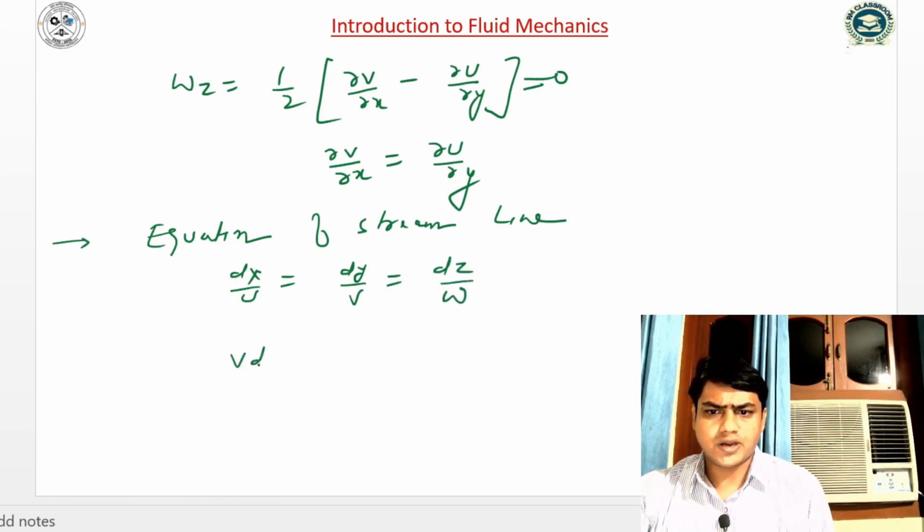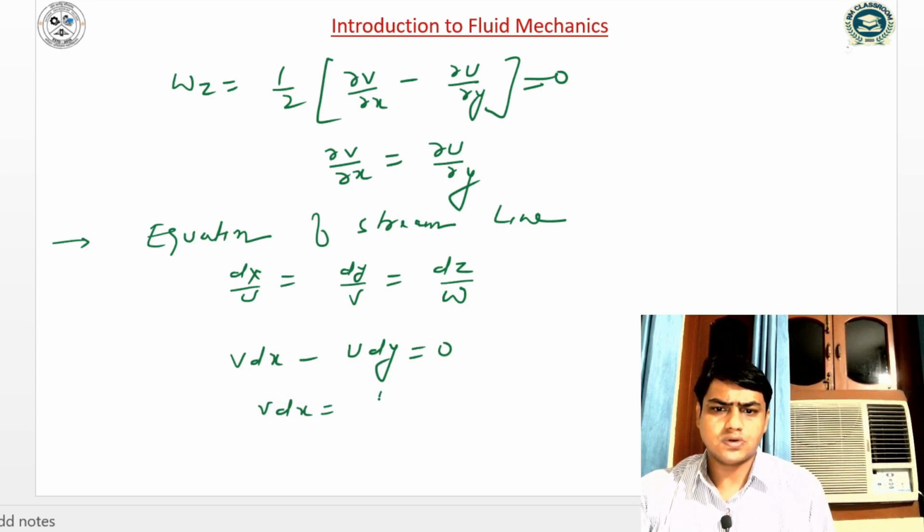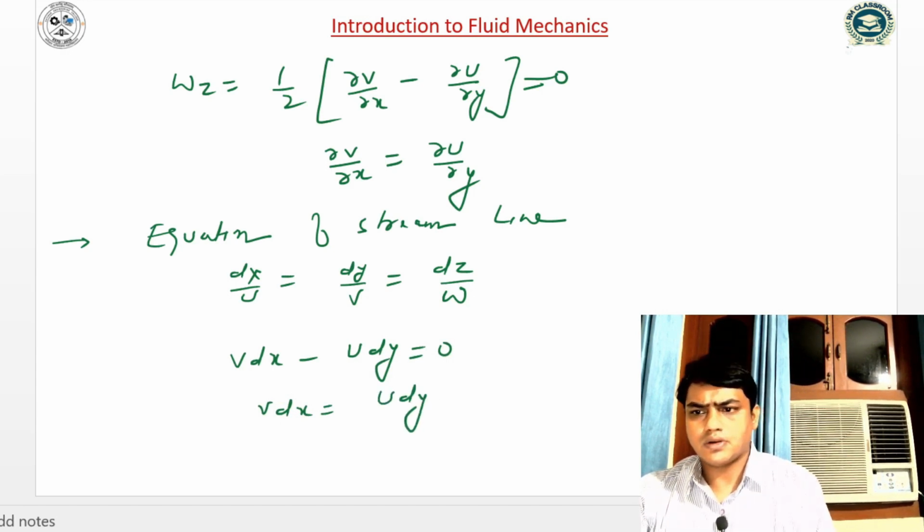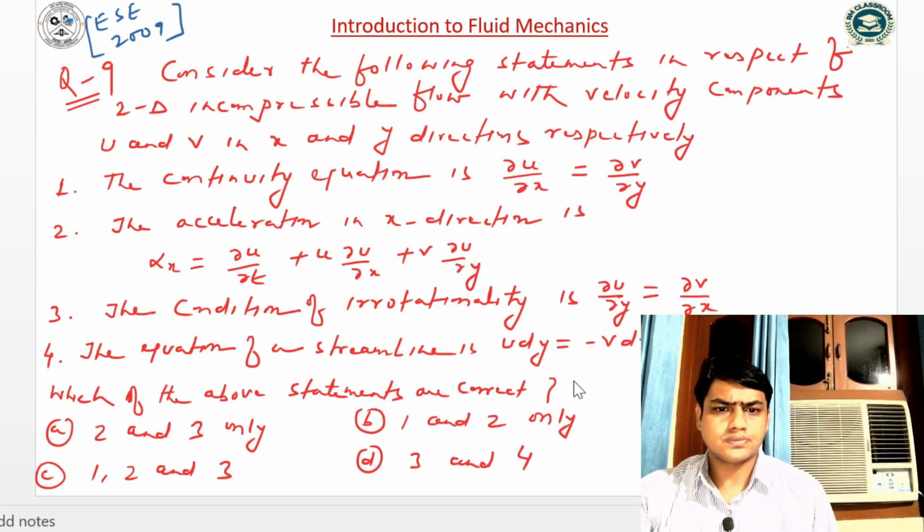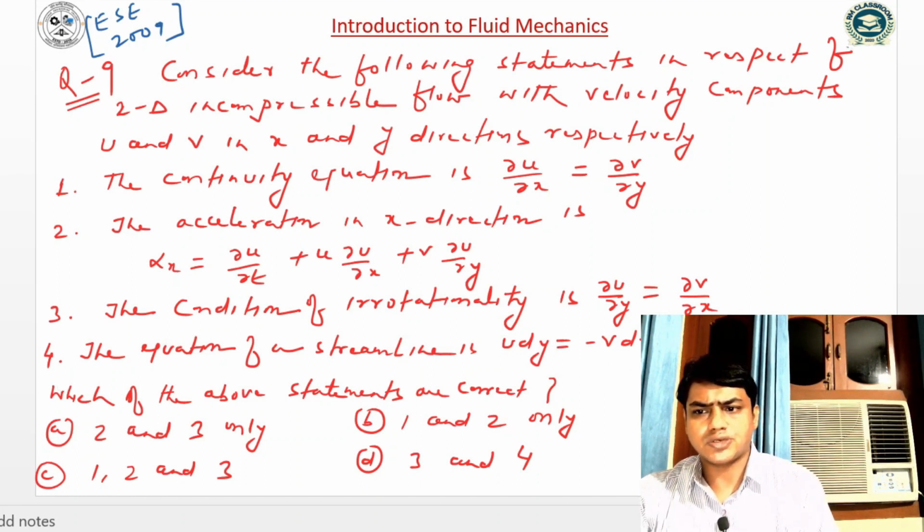So here for two-dimensional flow, we can write v dx minus u dy is equal to 0, or v dx is equal to u dy. Here v dx is equal to minus u dy. So statement 4 is also incorrect. So option A is correct, that is 2 and 3.